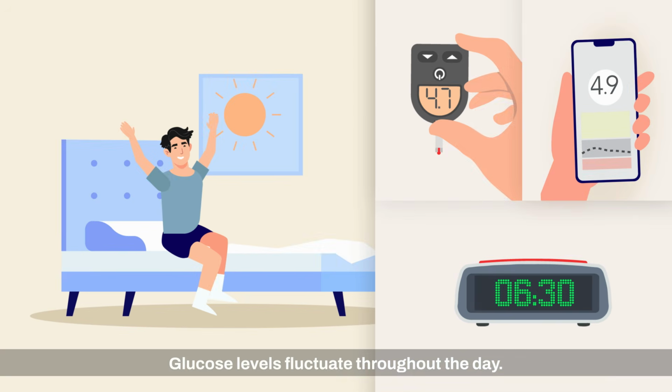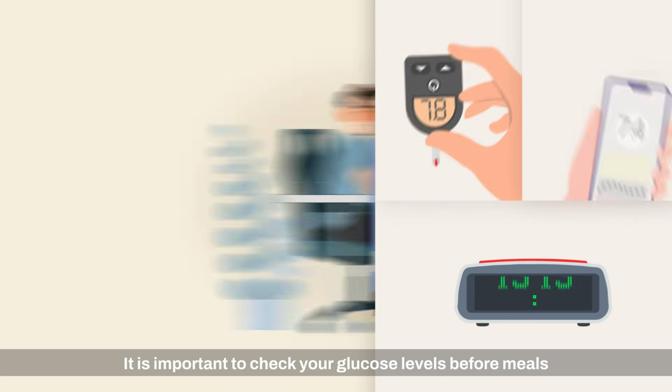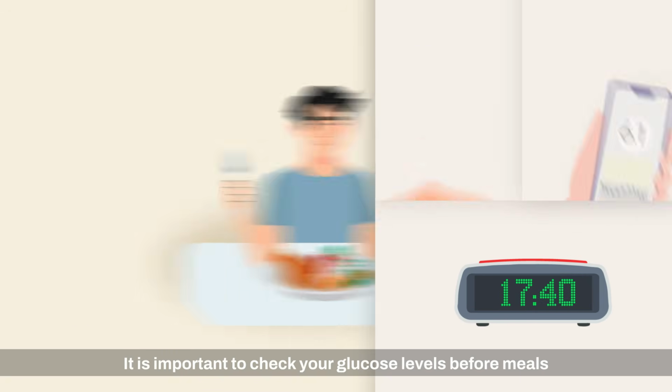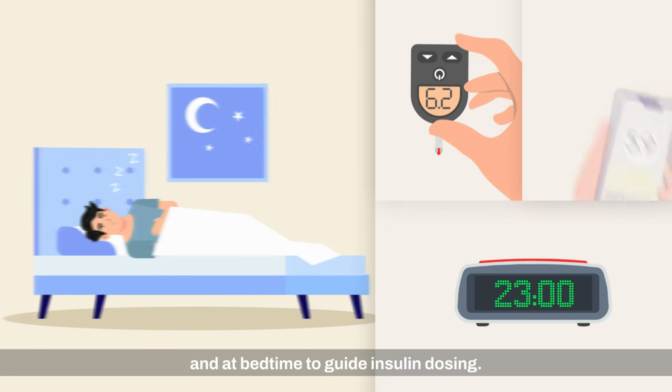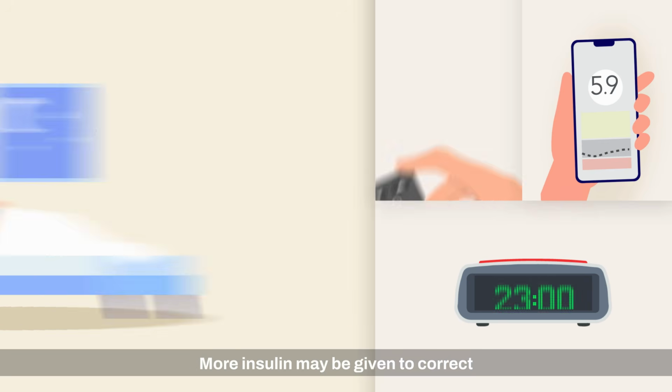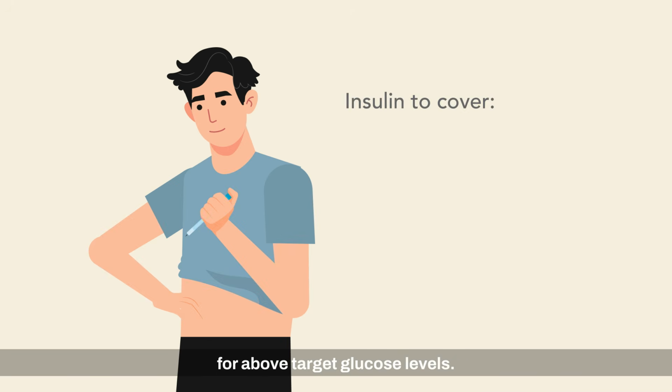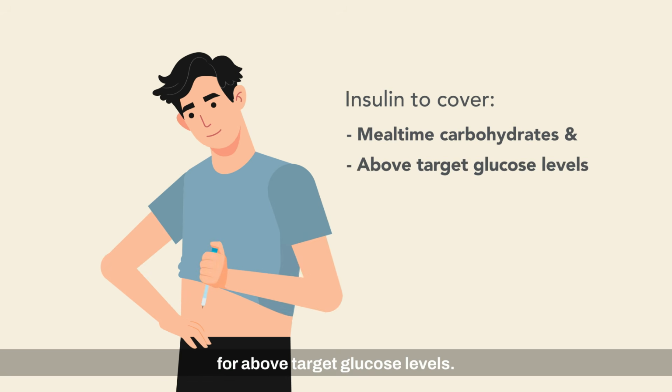Glucose levels fluctuate throughout the day. It is important to check your glucose levels before meals and at bedtime to guide insulin dosing. More insulin may be given to correct for above target glucose levels. This is in addition to the insulin to be given to cover the carbohydrates in a meal.